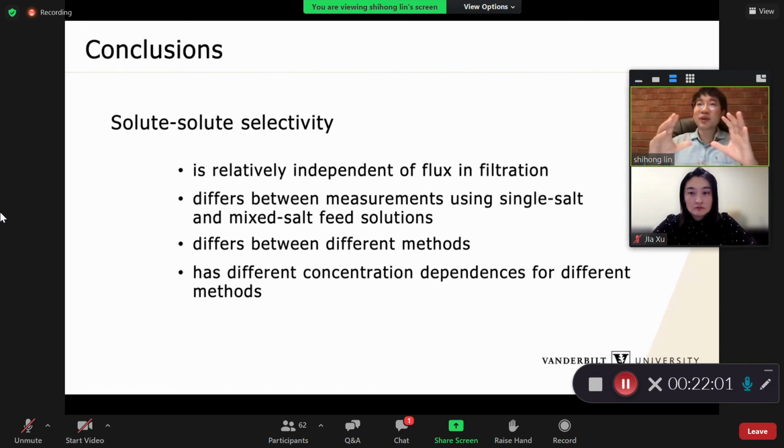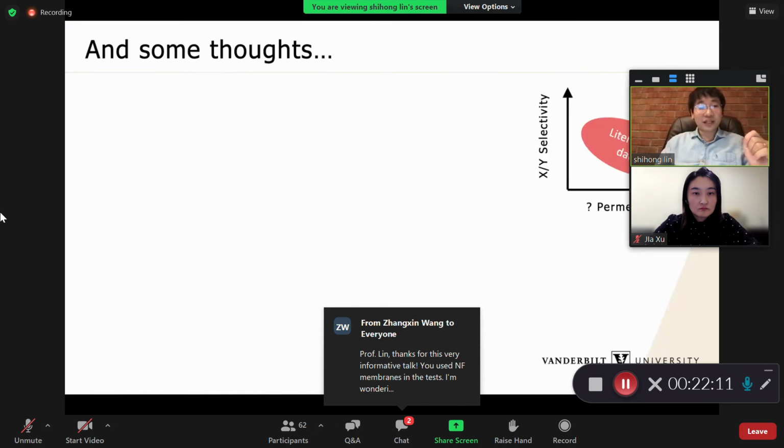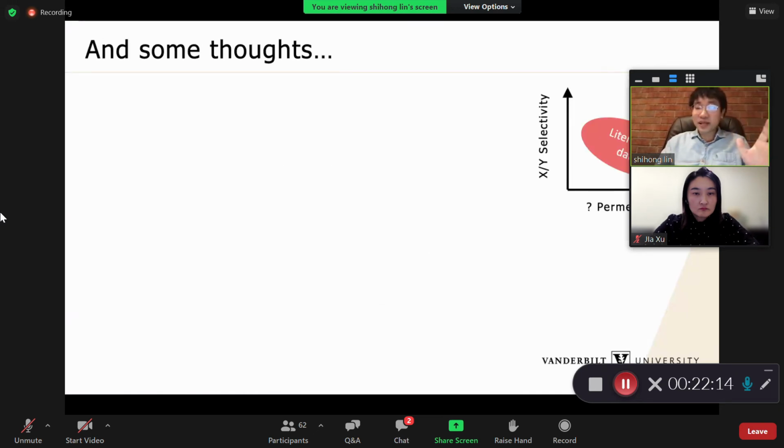So this is not something we want, right? We want something that would make us feel very comfortable when we compare results from different studies and different experiments. But that's really not the case, right? And some thoughts based on this conclusion.